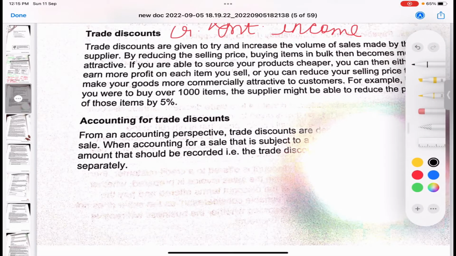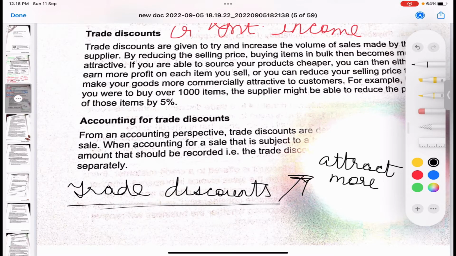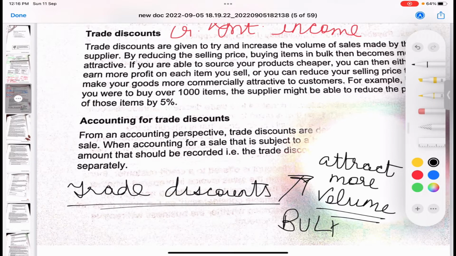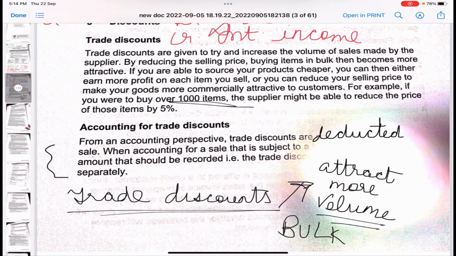Let me first explain that to you all. The main reason why suppliers give trade discount is to attract more volume. More volume, what does that mean? It wants the customers to buy in bulk. They want to sell their goods in bulk. So this is how a trade discount is given. They reduce the price of the items. Now let's see how we account for a trade discount.